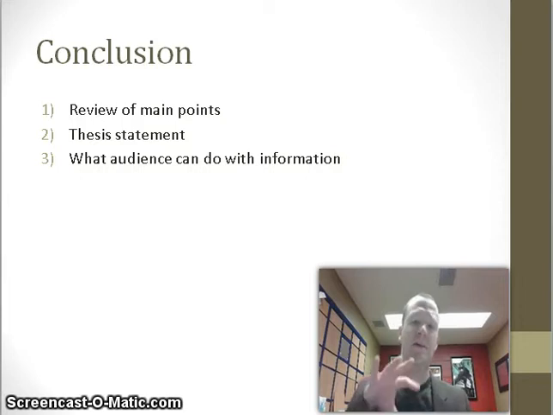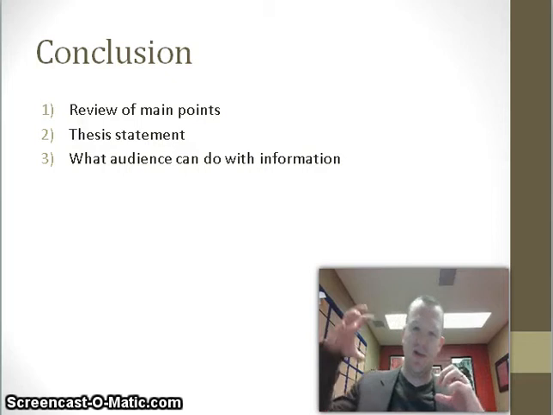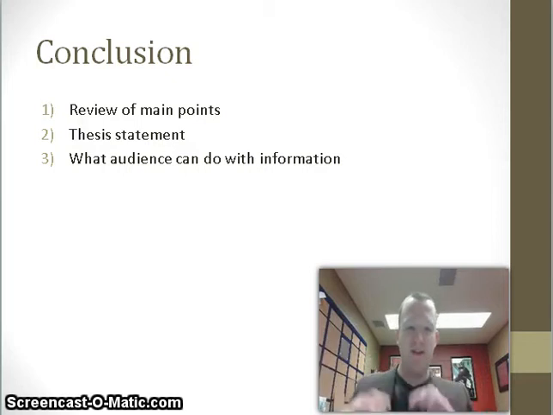And it's a good idea to maybe tie it back into the attention getter, if possible, because it creates this nice symmetry. Like we opened up with this, now we're closing with this, and it tends to be aesthetically pleasing. Okay, so we have the introduction, the body, the conclusion.